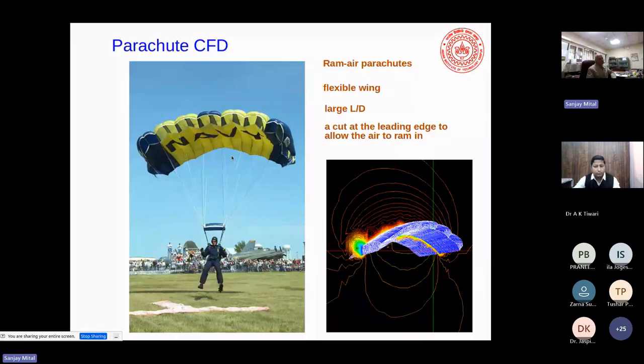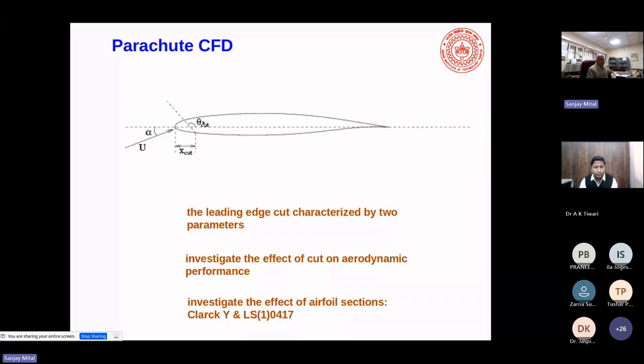So the idea is if this cut is very tiny, then the parachute won't fill up and this guy will have a bad time, just fall on the ground. But if the cut is too large, then the aerodynamic performance of the parachute is not good. So the idea is to design a parachute with the optimal cut at the leading edge so that the inflation time is small and yet the performance is high. So we parameterize this with some theta cut and an x cut, these two parameters, and try to find out what is the optimal cut angle.